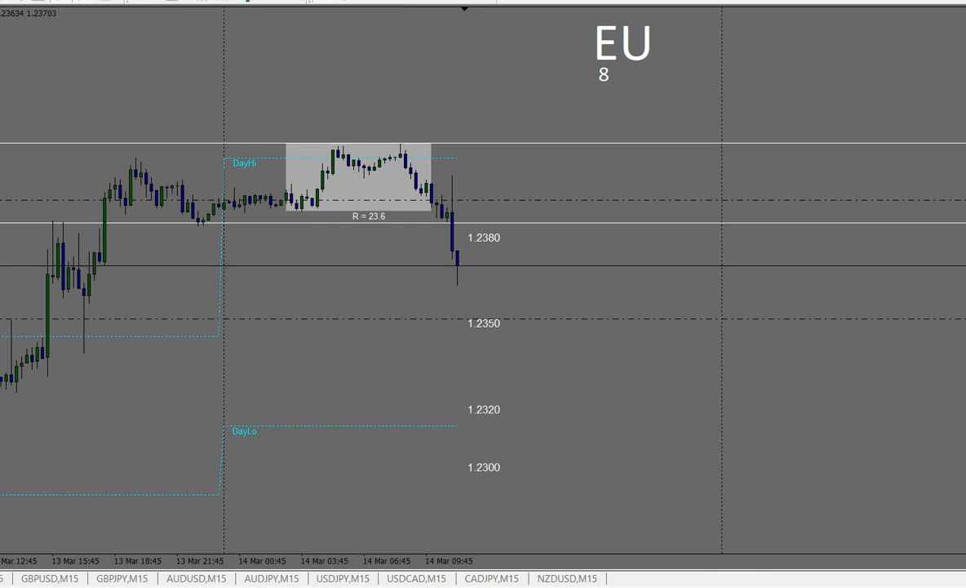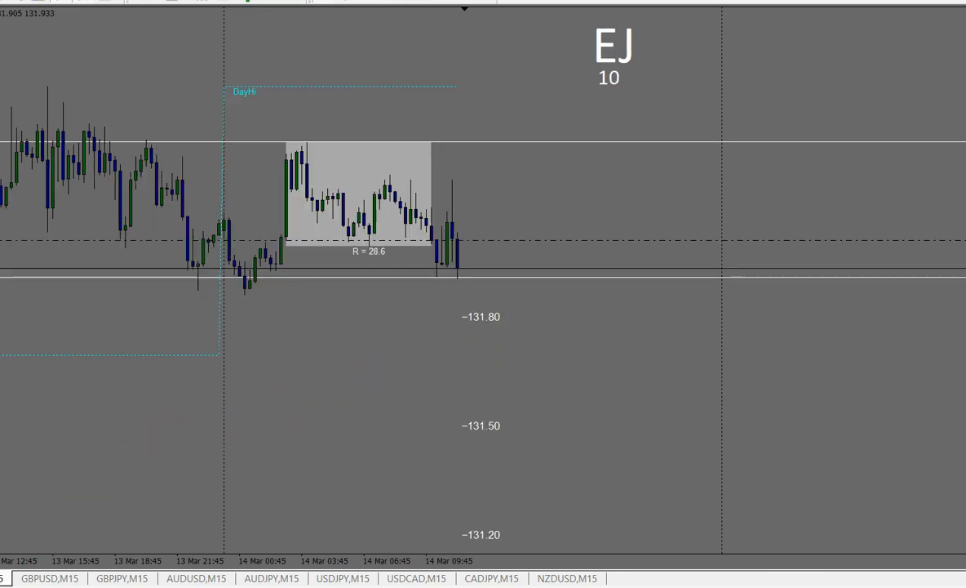I've got the EU here. I took this when it came through our criteria. Showing a bit of profit at the moment. I'm looking for this to move down into this 50 area here. So the EU, I've got that short, looking for further downside movement.